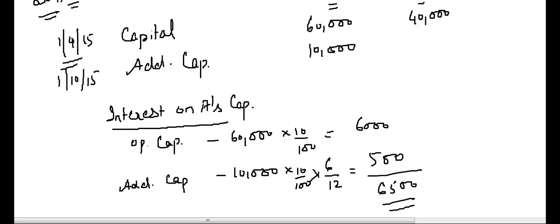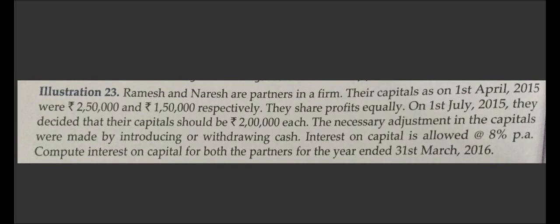Let us move on to the next problem. Now the next problem says Ramesh and Naresh are partners in a firm. Their capitals as on 1st of April 2015 were 2,50,000 and 1,50,000 respectively. They share the profits equally. On 1st of July 2015, they decided that their capitals should be 2 lakh each. The necessary adjustment in the capitals was made by introducing or withdrawing cash. Interest on capital is allowed at the rate of 8% per annum. Compute interest on capital for both the partners for the year ended 31st March 2016. Very simple question. We have to just calculate the interest on capital.